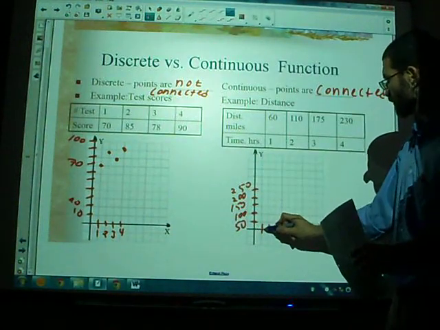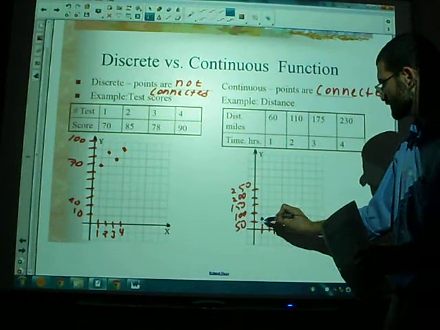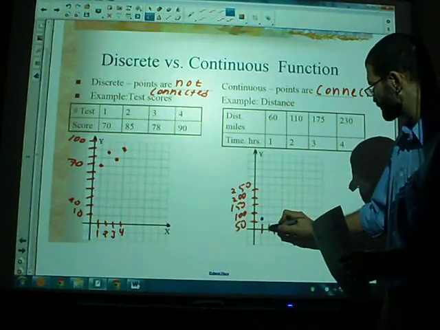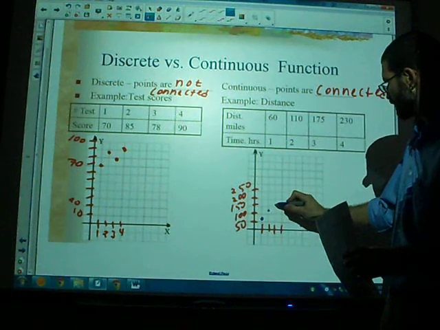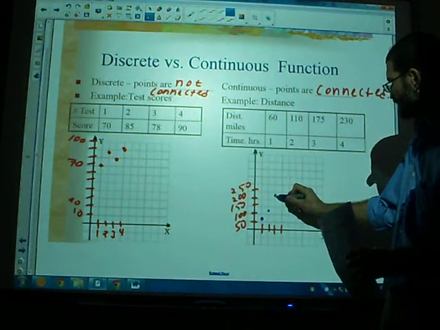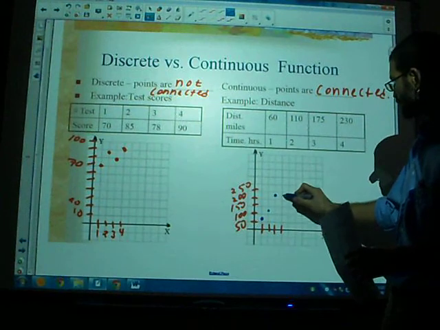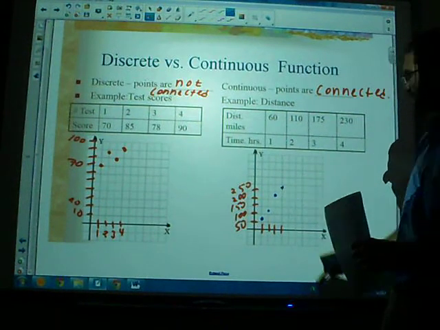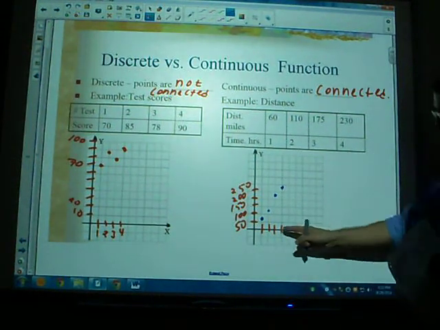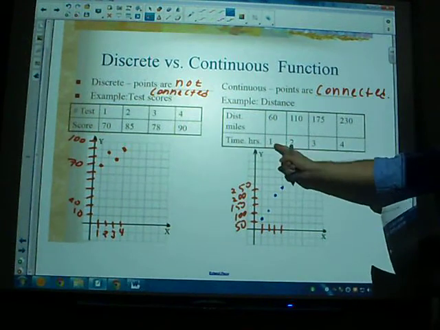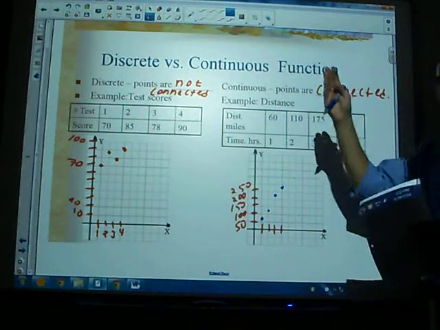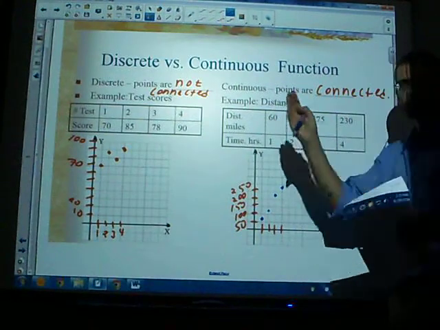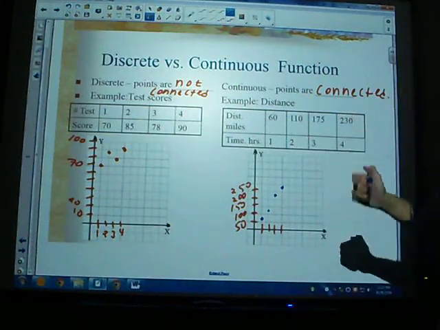So after 1 hour you drove for 60 miles. You were right here. 2 hours you drove for 110 miles. After 3 hours you drove for 175 miles. And after 4 hours you had 250 miles. However, you've been driving between these hours. You didn't drive for 1 hour and then magically were at the 2 hour mark. You were driving for 1.1 hours, 1 hour and 20 minutes, 1 hour and 30 minutes, and so on.